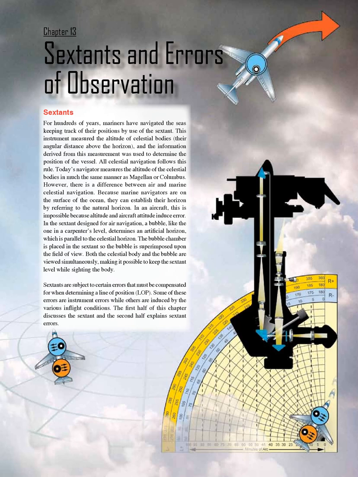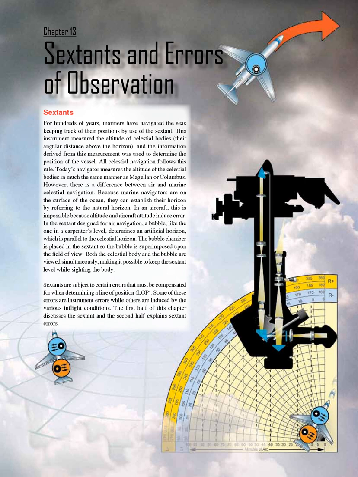Chapter 13: Sextants and Errors of Observation. Sextants. For hundreds of years, mariners have navigated the seas keeping track of their positions by use of the sextant. This instrument measured the altitude of celestial bodies, their angular distance above the horizon, and the information derived from this measurement was used to determine the position of the vessel. All celestial navigation follows this rule.